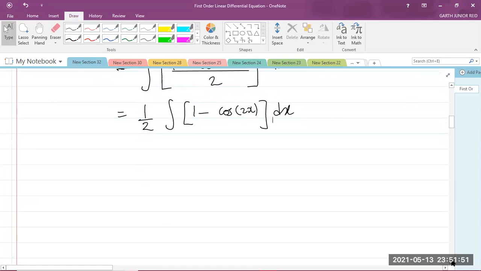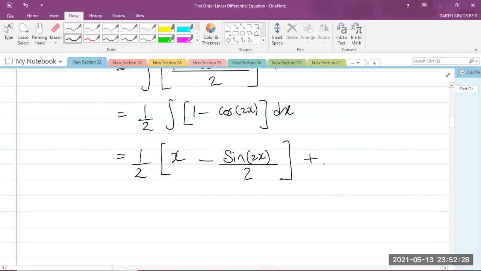So let us now integrate the 1 minus cosine 2x with respect to x. This is now going to be equal to 1 divided by 2 multiplied by the integral of 1 with respect to x, which is x, minus the integral of the cosine, which is equal to sine of the same angle. But remember now that we have to divide by the derivative of the angle. Now the derivative of 2x is just 2, so 2 is going to be my denominator there, and I'm going to add my arbitrary constant of integration c.